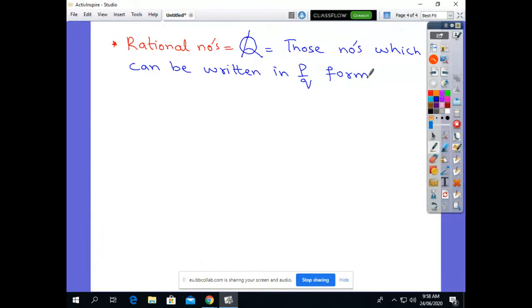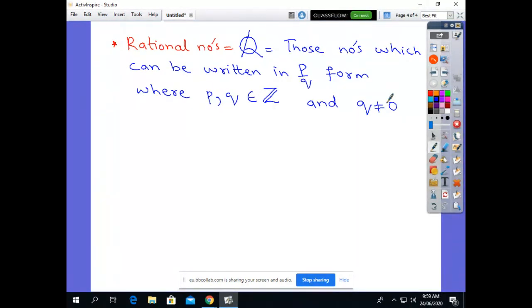But there is a condition about P and Q. Those numbers which can be written in P over Q form where P and Q belong to integers, and Q is not equal to 0. 0 is also an integer, but the number written in the denominator is not 0.